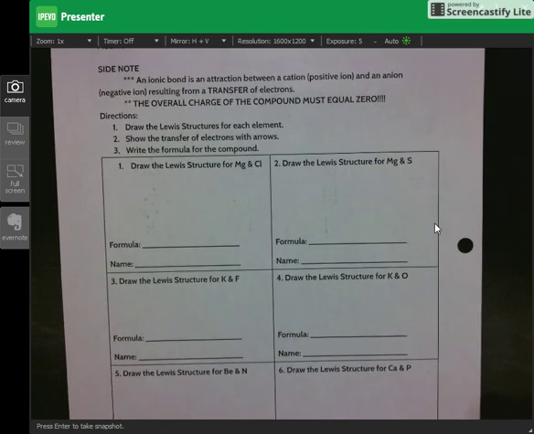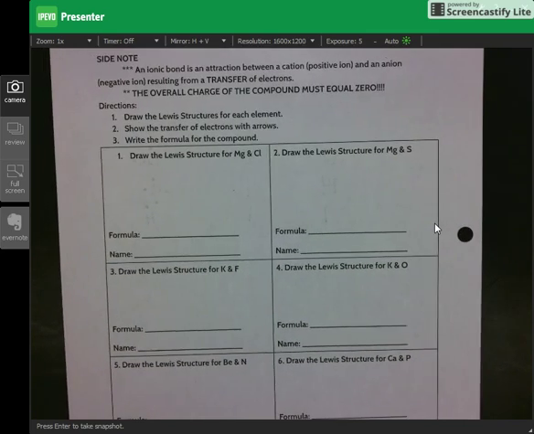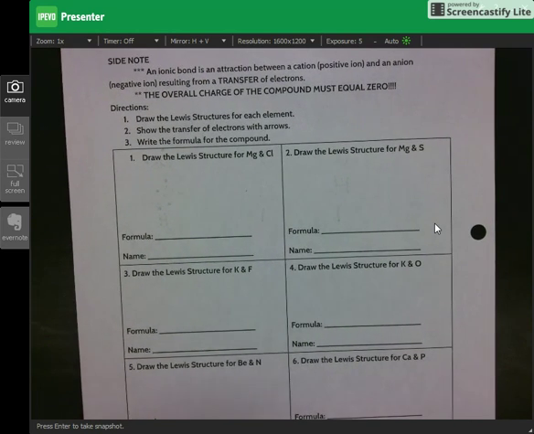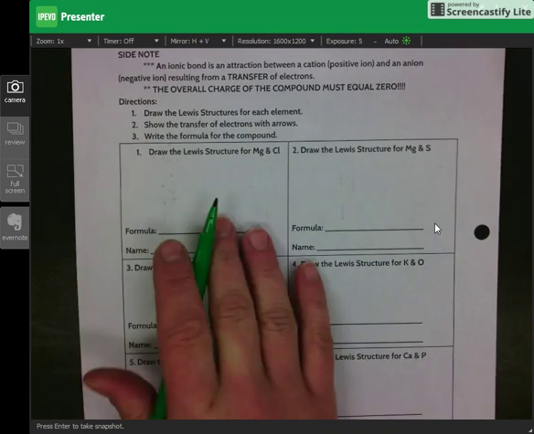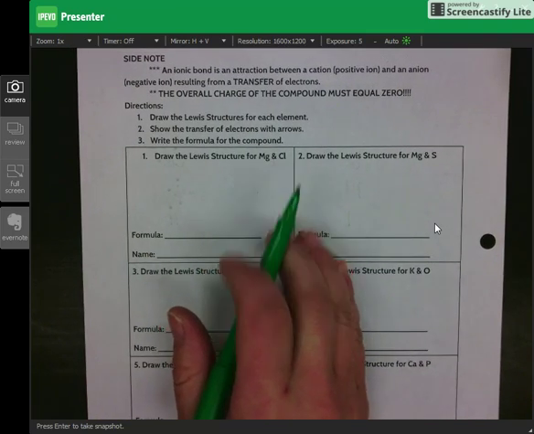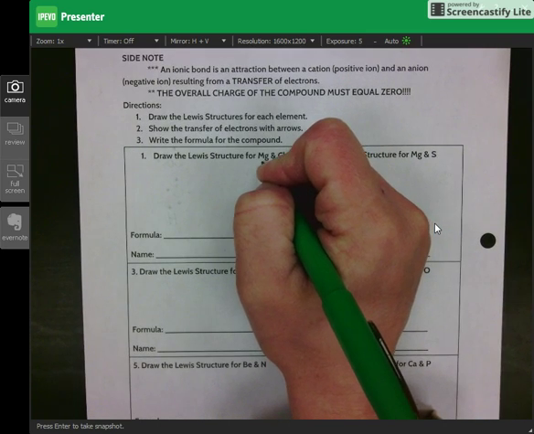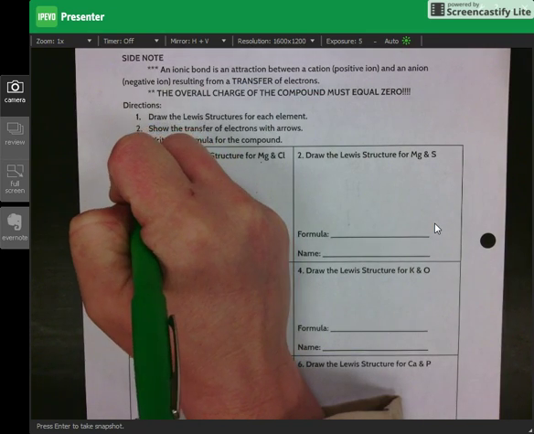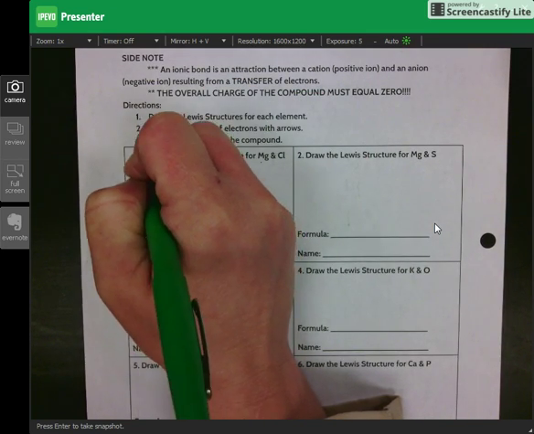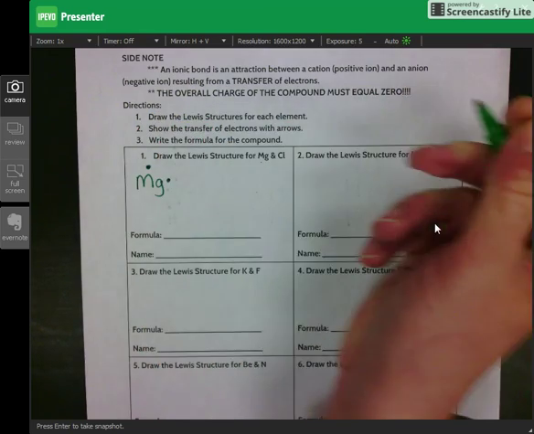Okay, now we're going to look at pages 5 and 6. We're going to write formulas using our Lewis structures. So if we look at number 1 here, I want you to draw the structure for magnesium and calcium. So remember, for magnesium, we have to look at what group it's in. It's in group 2, which means it has 2 valence electrons. I'm going to draw magnesium with 2 valence.